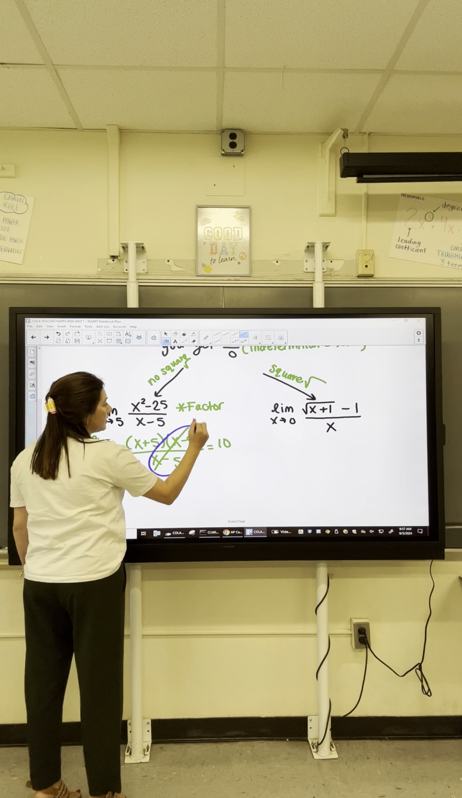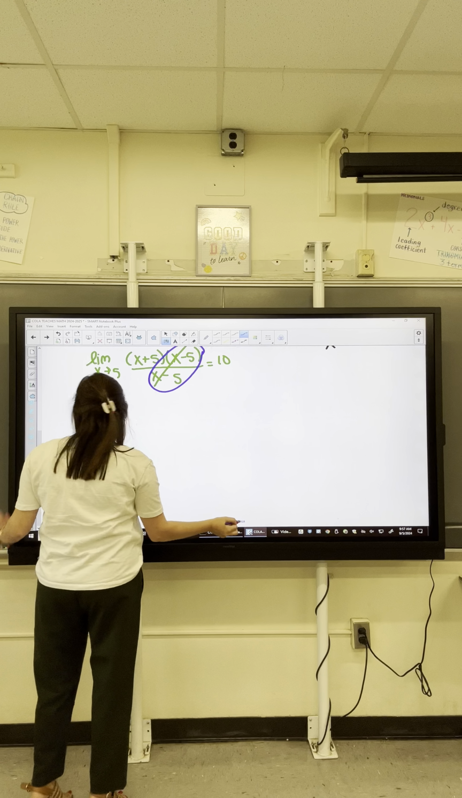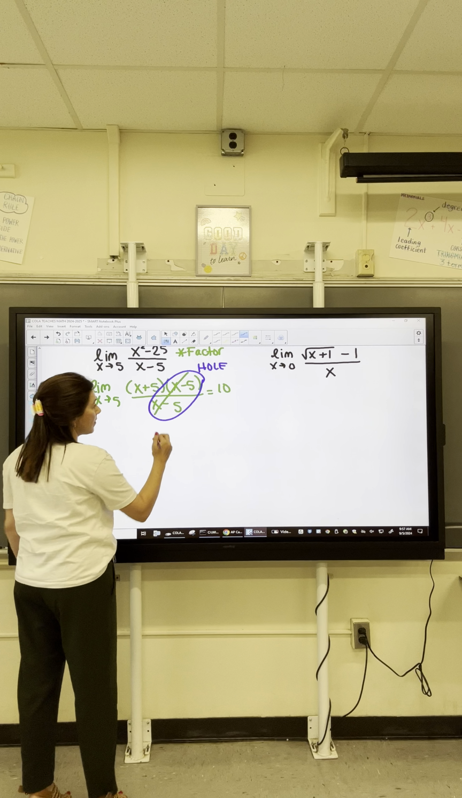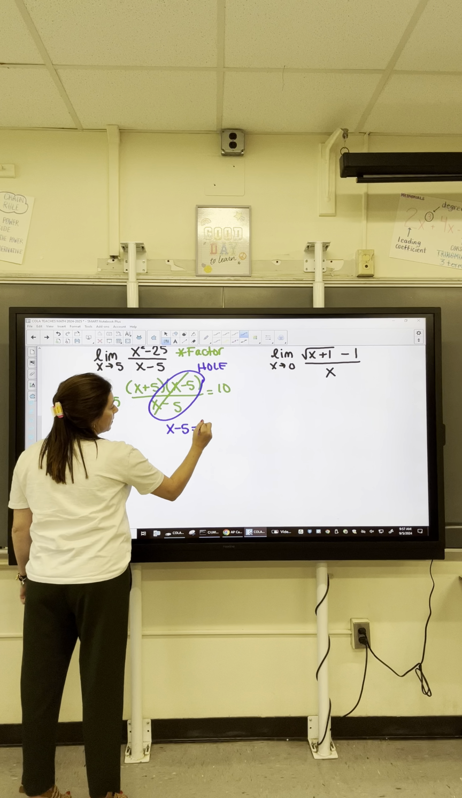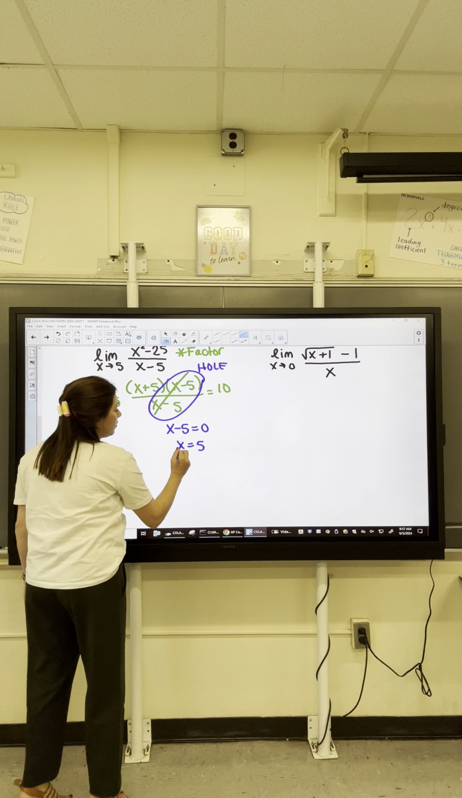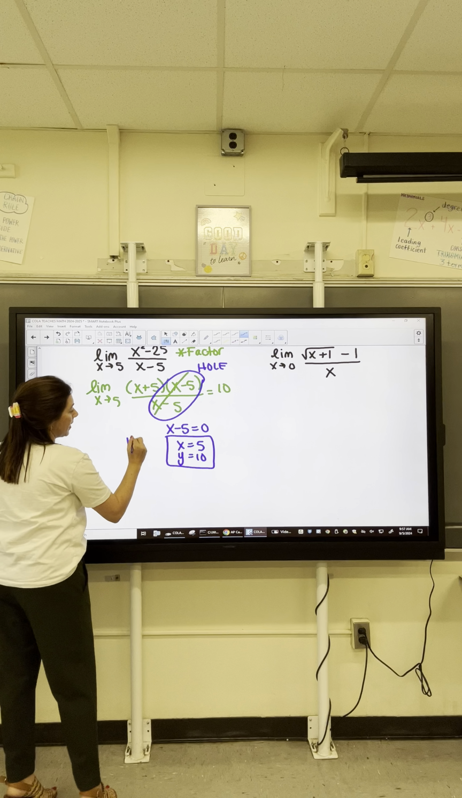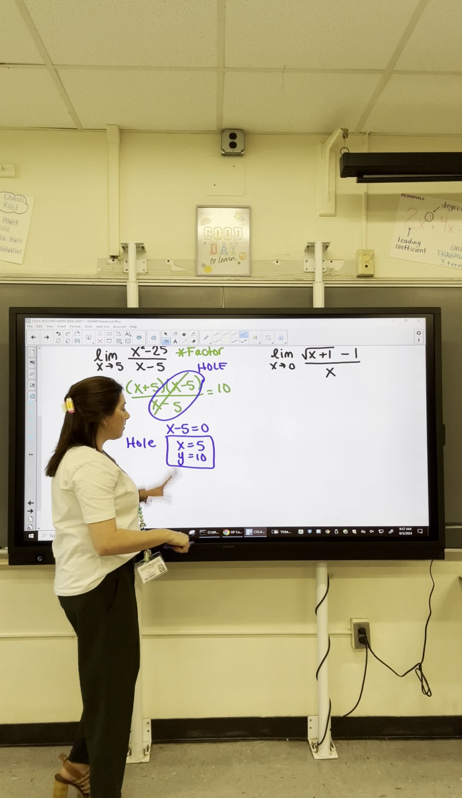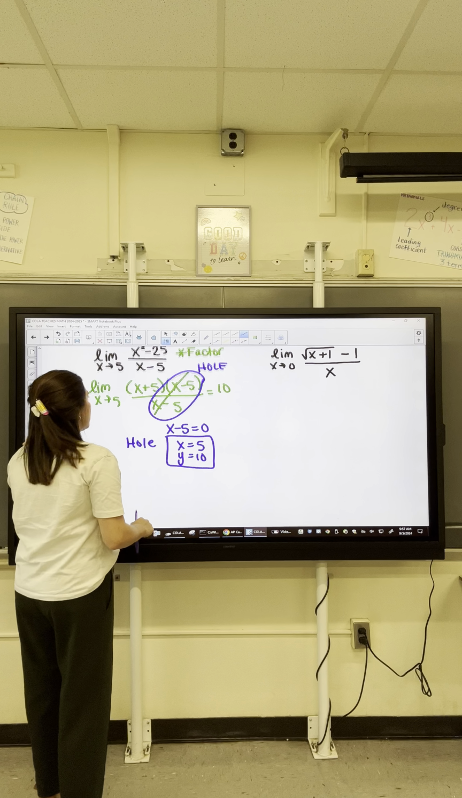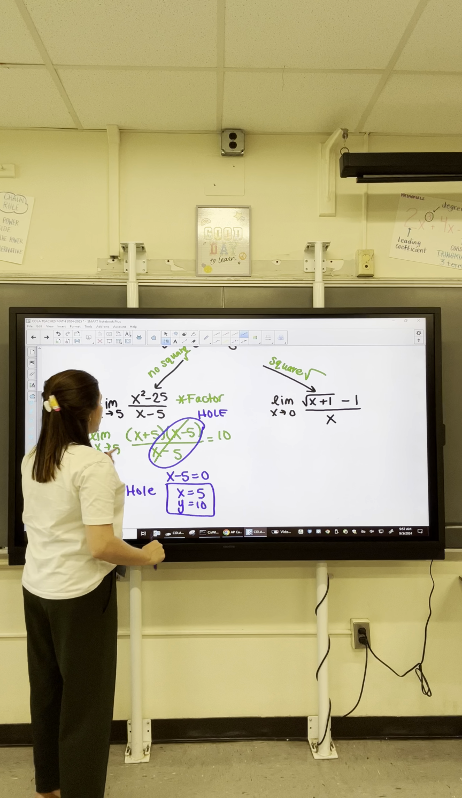What this means is there is a hole happening right here. And to find the x value of the hole, set the factor equal to 0. That's the x value of the hole. The limit you just got is the y value of the hole. So in case you're asked to find the coordinates of the hole, it's (5, 10), and then the limit answer is 10. You're going to factor, cross out repeating factors.